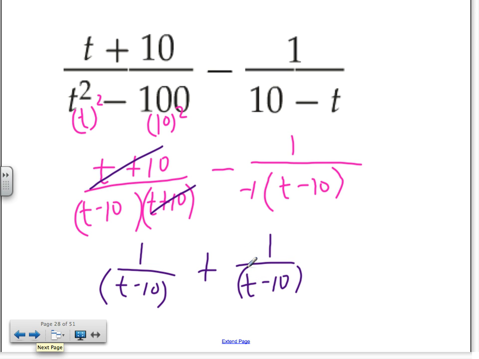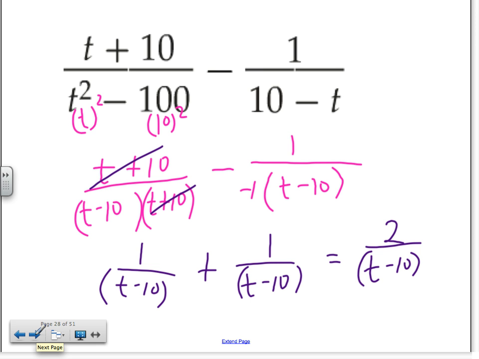And now here, look at this problem carefully. Do we need to find the LCD? No. So what's the final answer? 1 over T minus 10 or 2 over T minus 10? 2 over T minus 10, right? Because 1 plus 1 is 2. Okay. What do you think of that?